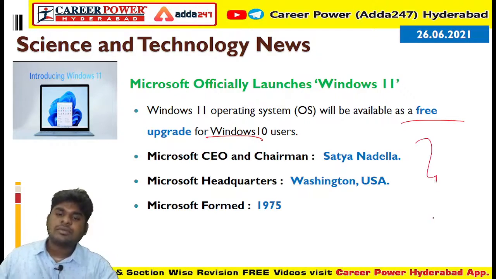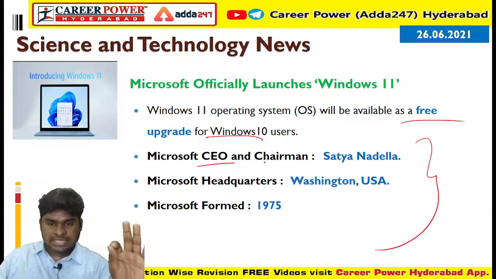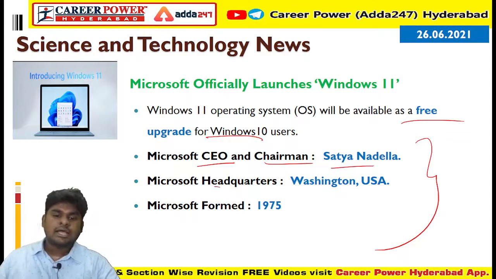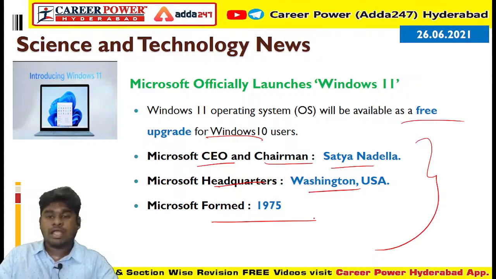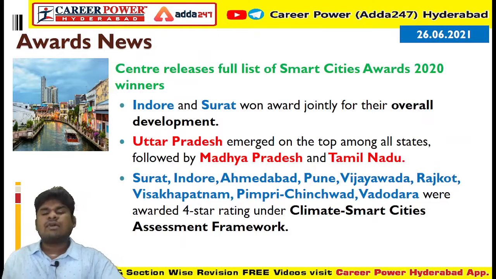Here the points to remember are: the Microsoft CEO, as well as the newly appointed chairman, is Satya Nadella. Microsoft headquarters is in Washington. Microsoft was formed in the year 1975. So please remember. Next is awards news.